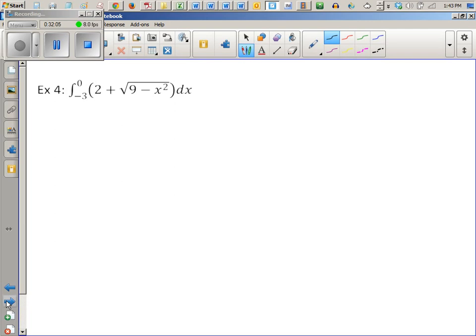Okay, so what does this mean? Well, on this one you can see the lower number here is -3 and the upper number is 0. That makes sense. Those are in numerical order, so I'm going to leave it as is. But I am going to notice that there are 2 integrands. This integrand is a sum of 2 things, so I'm going to feel free to split this up into 2 problems. The first one is the integral of 2 dx. The second one is the integral of square root of 9 minus x squared dx.